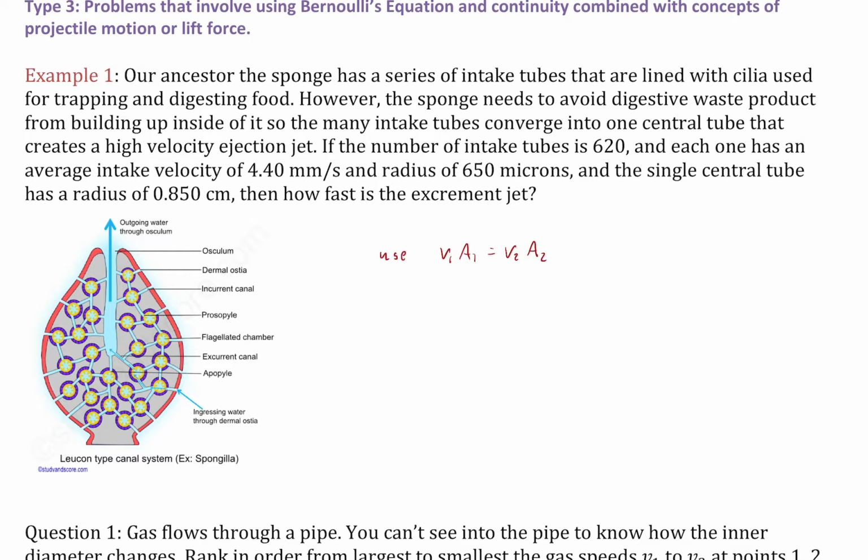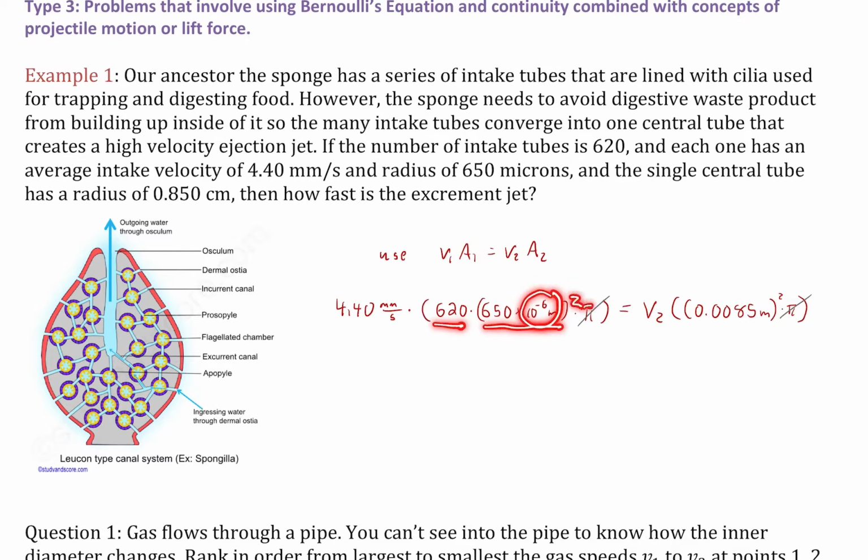Okay, let's see. So we're just going to use continuity here. So what we're going to do is we're going to take our intake velocity. We're going to take our intake area as the sum of the 620 tubes. So just multiply 620 by the cross-sectional area of a circle, which is going to be pi r squared. So here's the r squared, which is the 650 microns, 10 to the negative 6, squaring it, and then multiplying by pi.